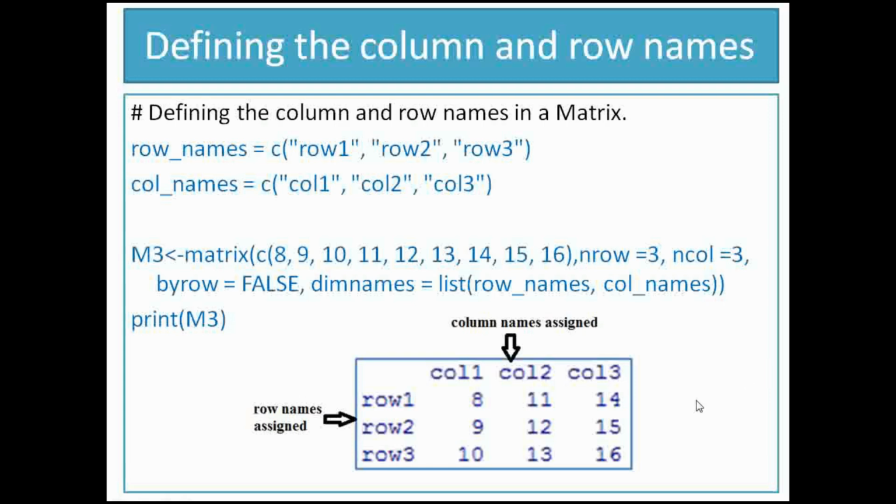In this figure you can see that after that the matrix will be like this. Here the elements will be column-wise since byrow equals false in the second case. So 8, 9, 10, 11, 12, 13, 14, 15, 16, and not only that, it is assigning the column names as well as the row names.